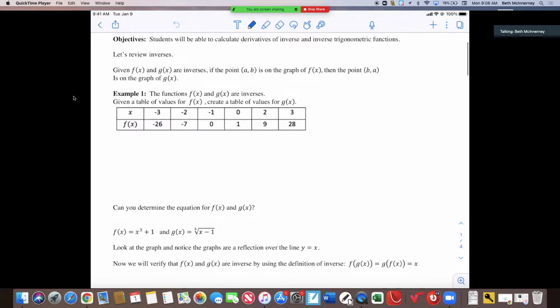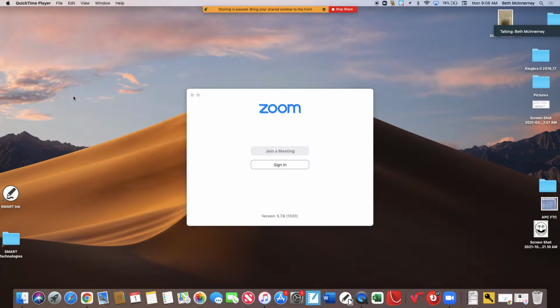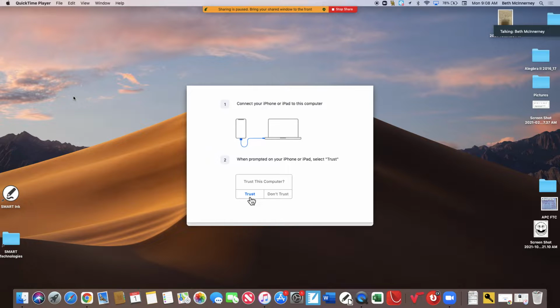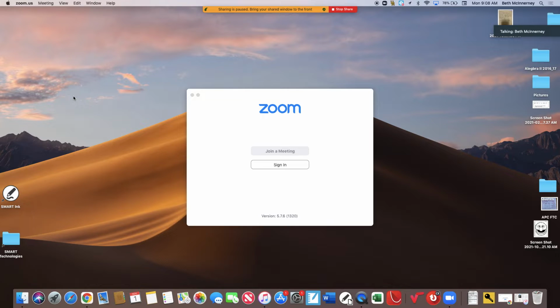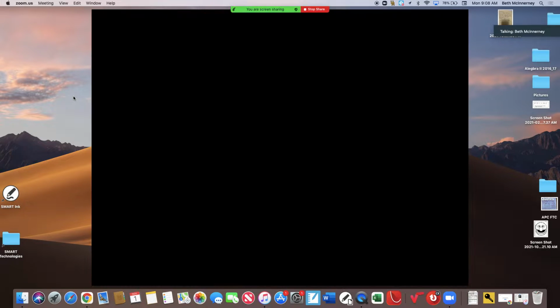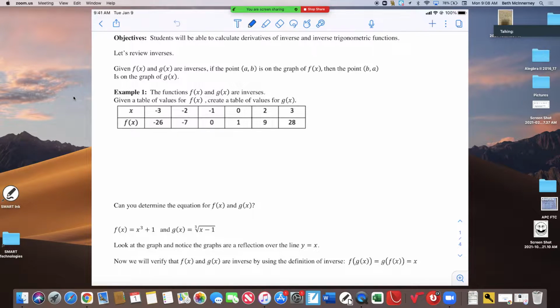So in example 1, f of x and g of x are inverses. And so I've given you a table for f of x. And I would like you to create a table for g of x. So what would we need to do to create a table for g of x based on what I just reviewed? What will we do?